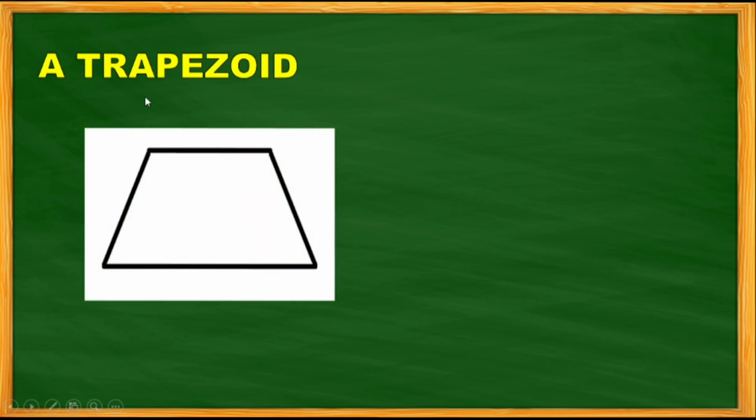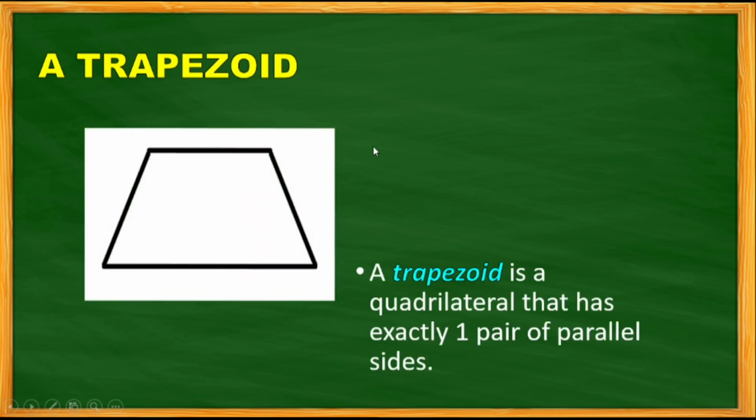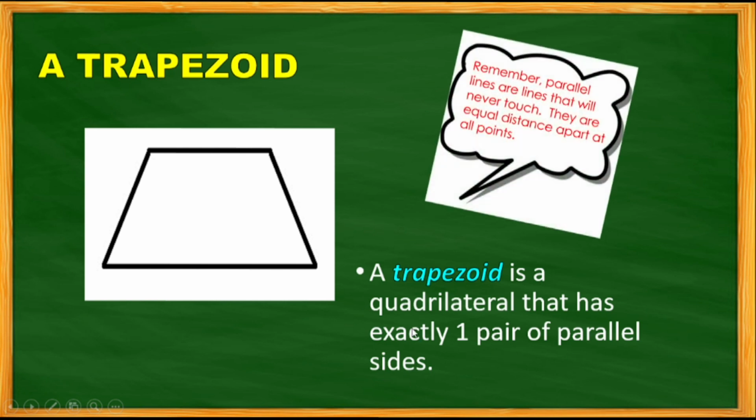So let's proceed. A trapezoid. A trapezoid is a quadrilateral that has exactly one pair of parallel sides. Remember, parallel lines are lines that will never touch or never meet each other. They are an equal distance apart at all points. So this would be a parallel line and this would also be a parallel line. So this would be a trapezoid because it has one pair of parallel sides.